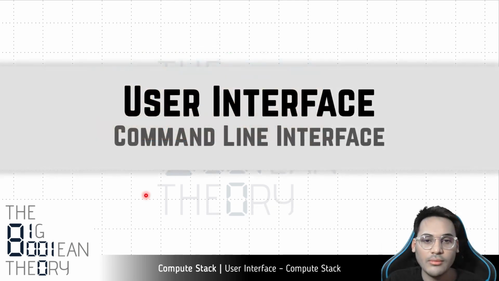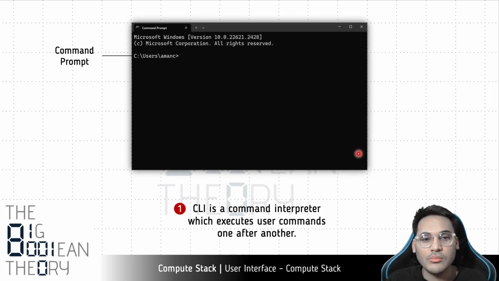Now that we have looked at the graphical user interface, let us look at the other option we have when we talk about user interface applications, that is the command line interface. This is how the command line interface, or CLI, looks. The CLI is based on a command interpreter. It has a terminal like this, and here we have the command prompt. The command prompt is where the user is supposed to give their input via the keyboard.